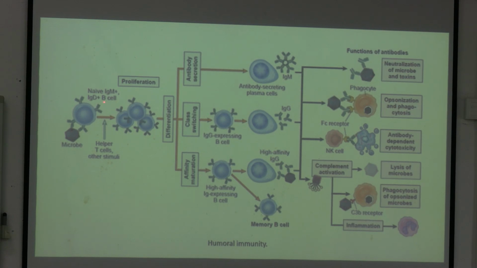And this is the proliferation and differentiation. It has three functions. First is antibody secretion, then class switching, then affinity maturation. Class switching means that one class of antibody was IgM plus IgD, but after class switching it becomes IgG. It is called class switching.